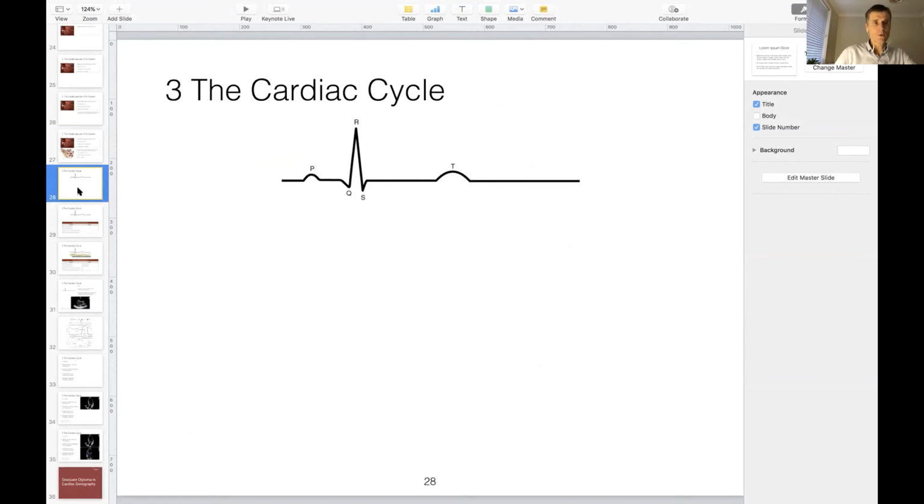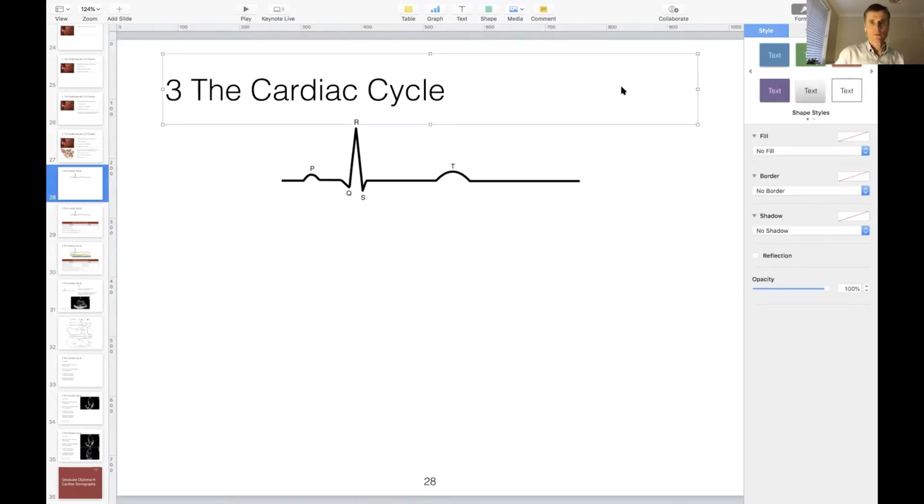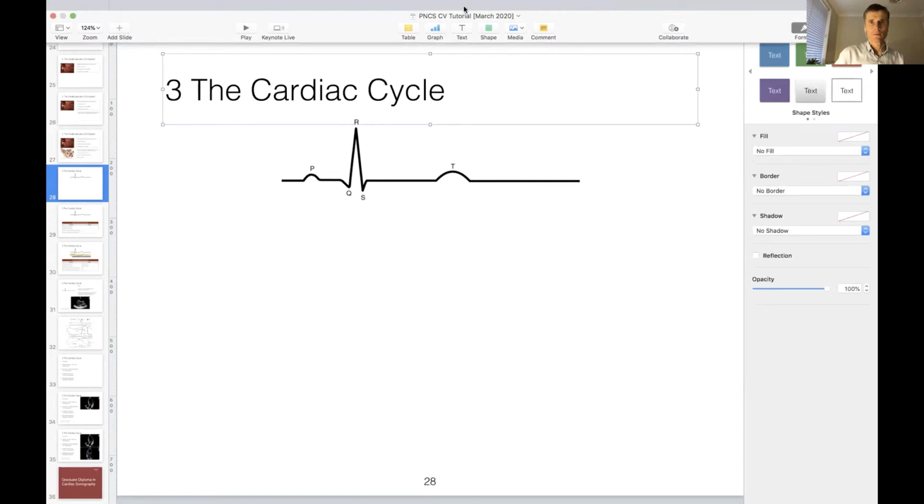And just a little bit more about the cardiac cycle itself. This is the third part of the tutorial. I might pause there for just a moment. Are there any questions? Again, feel free to chat away. Ask me any questions. Ask me to reinforce something or go over it.